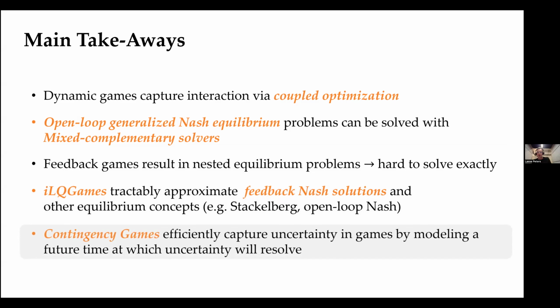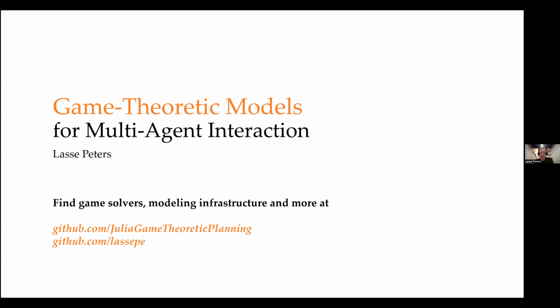And finally, we've also seen how we can deal with situations where we have incomplete knowledge of the game model, for example, incomplete knowledge of the costs of other players, and we have a belief over these quantities by using contingency games to compute conditional plans for the robot. So yeah, this concludes the talk.